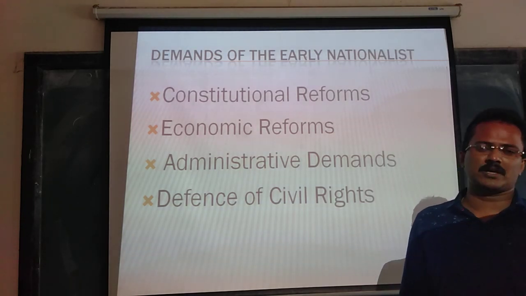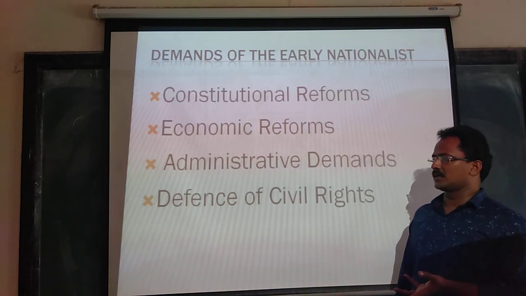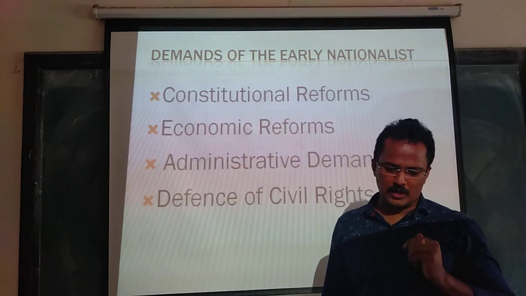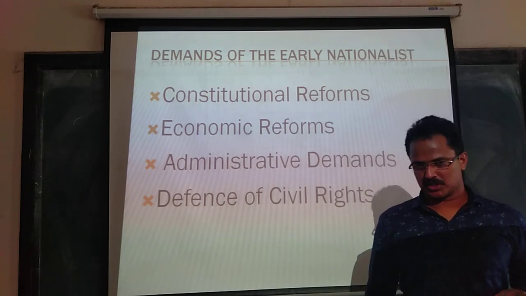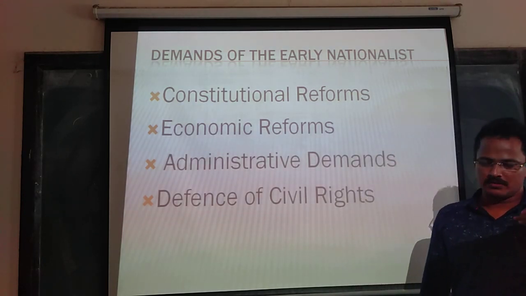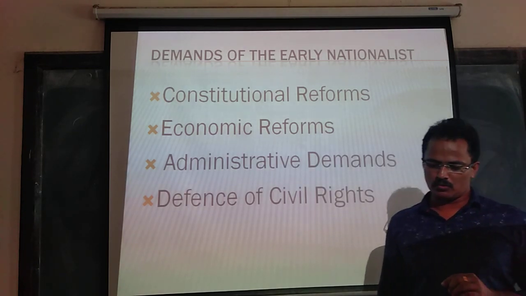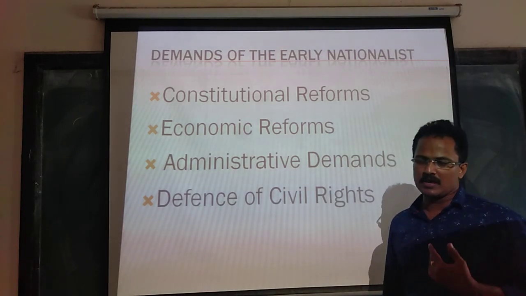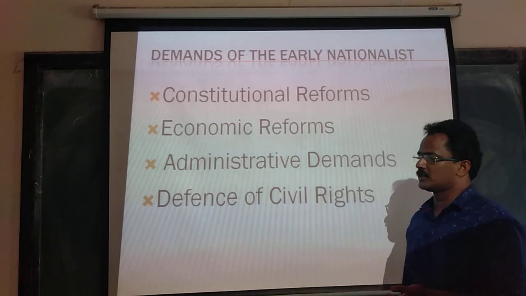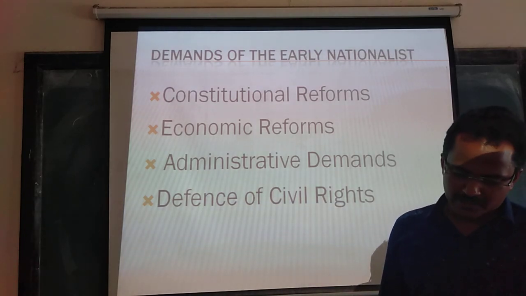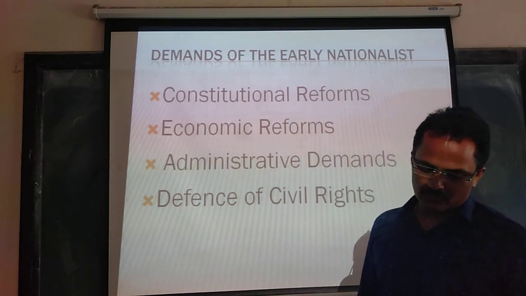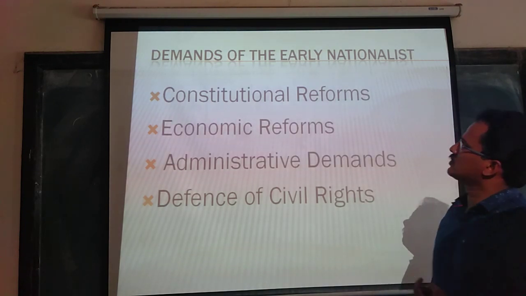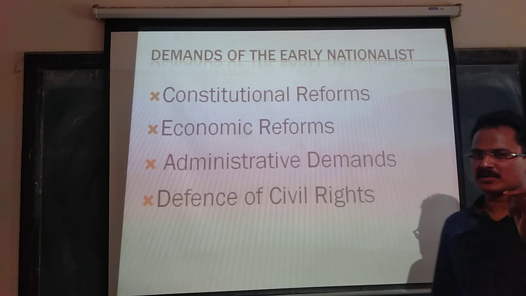Some of the acts passed by the British that go against the civil liberties are to be removed. The first one is removal of restrictions on the freedom of speech and expression. The restrictions on the press, all this should be removed. Then abolition of Preventive Detention Act. And the last demand for the defense of the civil rights by the early nationalists was restoration of the rights to assemble and to make association. So these were some of the demands made by the early nationalists.